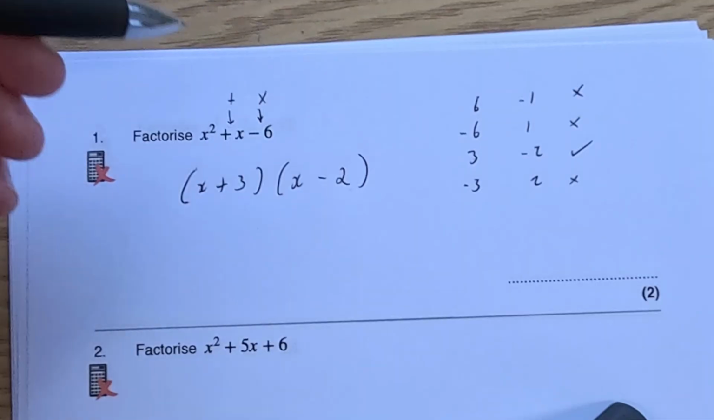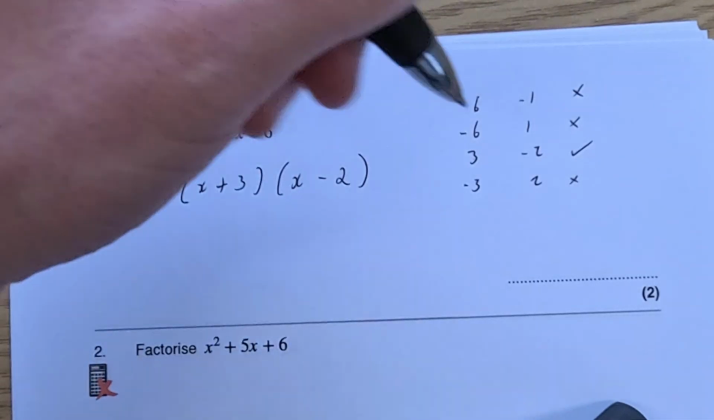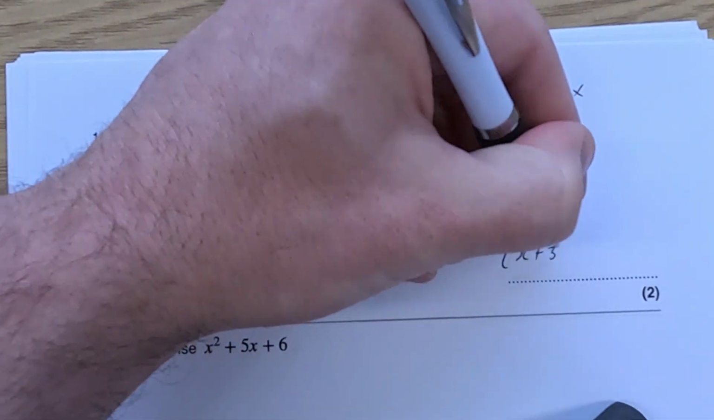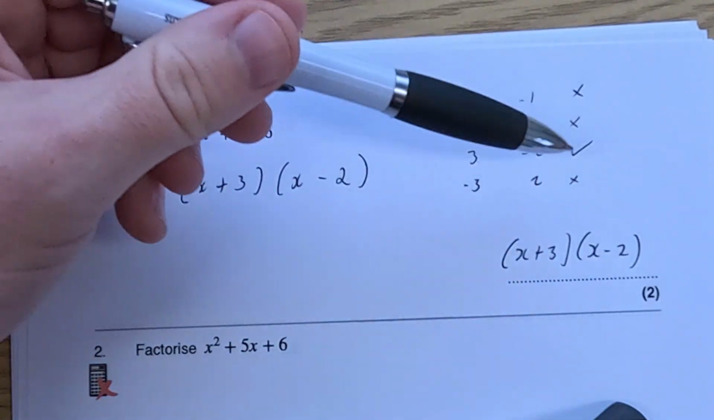So we're looking for numbers that add together to be 1. And that's it. So that's our answer: in brackets, x plus 3, and then brackets, x minus 2. Now, as you get better at these, you'll be able to spot those numbers straight away.